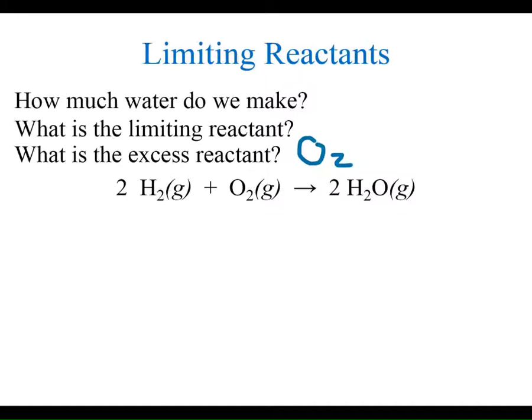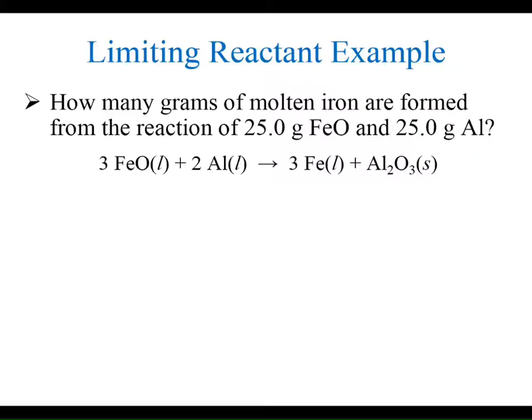So we're going to do the same thing like I did here, but I'm going to do it twice. For example, I would turn this one into a product and this one into a product. Whichever one gives you the smaller amount is the amount you'll actually make, because you can't make both. You can only make whatever the smaller amount is. Okay? So let's try another example. Let's say I have 25.0 grams of this and 25.0 grams of this, and it wants to know how many grams of iron I will make.